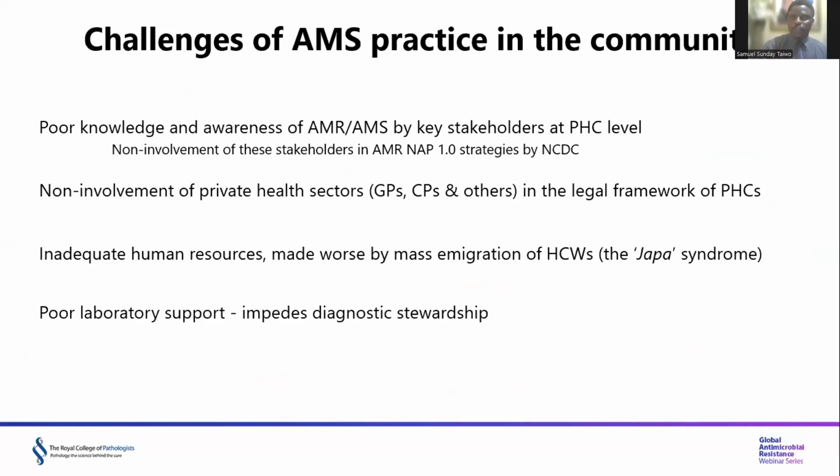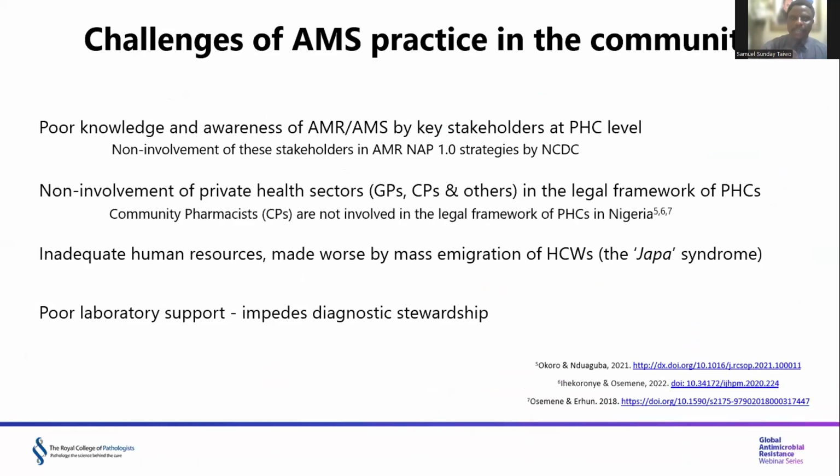partly responsible because we are not involved in the National Action Plan 1.0 strategies of the NCDC. This may partly contribute to their poor knowledge. There's also non-involvement of the private health sector, general practitioners, community pharmacists, and others in the legal framework of the primary healthcare center. This is going to be a big challenge because at what point do you bring these people into antimicrobial stewardship at the community level?